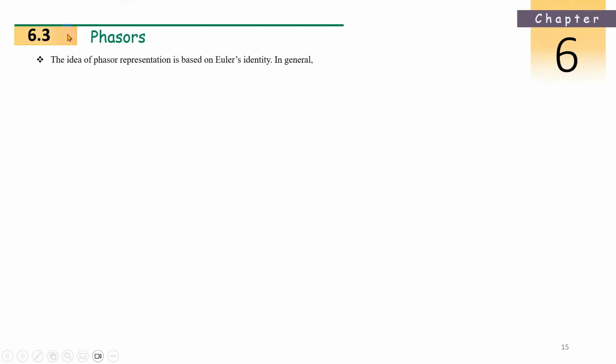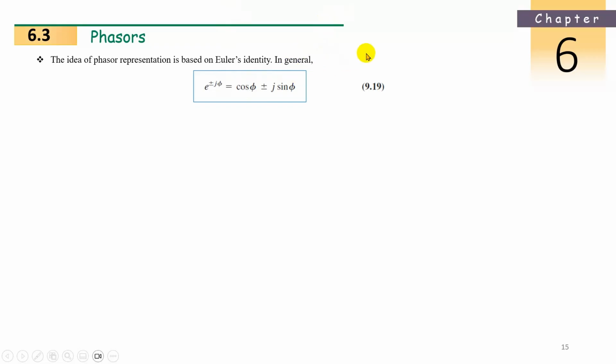Okay, now coming to the relation. The idea of phasor representation is based on Euler's identity. Euler is the scientist who found the rules for that. So what is that? It is e power plus or minus j phi, in exponential form. E power plus or minus j phi can be written in terms of cos phi plus or minus j sin phi.